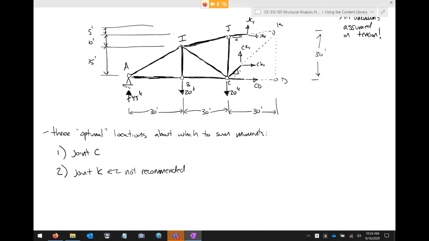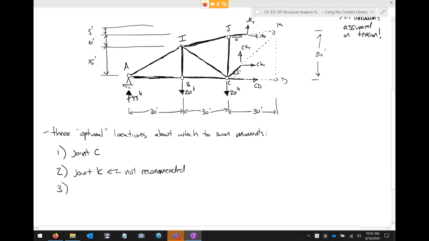It will only solve for CD. You're right. If I sum moments at K, that will isolate CD. And what does that leave me with? That leaves me with 2 diagonals. Exactly right. That leaves me with 2 equations, 2 unknowns. So while I can sum moments at joint K, it's not recommended. Summing moments at joint K, it'll work, but you'll end up having to do more work in the end.